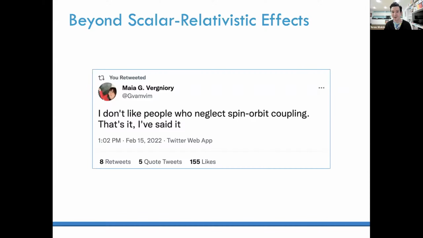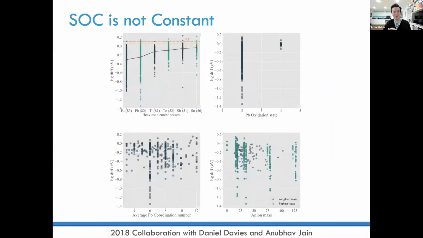And in fact, a few years ago, this actually reminded me. With Dan Davis, I had a collaboration with Anubhav, looking at some trends in spin-orbit coupling. So taking sets of materials from the Materials Project, including spin-orbit coupling, and looking at the impact. And here's a series of plots. They're band gap differences, so the difference in band gap calculated with spin-orbit coupling and without spin-orbit coupling.